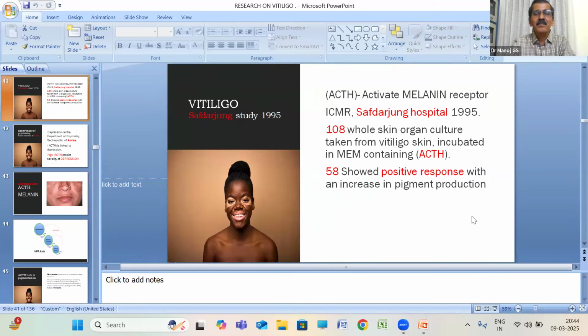Definitely. So Safdarjung, ICMR, the Indian Council of Medical Research, did one research in 1995 in Safdarjung Hospital. They took a sample of 108 vitiligo patients, cultured their skin and added ACTH. After adding ACTH, they found that 58 patients out of 108 showed pigmentation increase. See what the two reports are saying. The Egypt report says that in vitiligo, you will have low ACTH, and the Safdarjung report says if you add ACTH, there will be pigmentation. So ACTH definitely has a role, theoretically and practically, that we have confirmed.